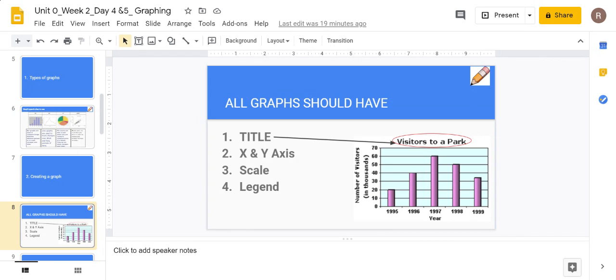Then we have our scale. This is where a lot of students really have a hard time. The scale is the numbers going across the x-axis and the y-axis. Okay, there are multiple reasons why the scale is really important. The scale makes sure that you're, one, using the entire graph, and two, representing your data accurately. If I just draw lines, oh, I think in 1995, the number of visitors was less than in 1996. Well, I could draw two lines that are different sizes, but that doesn't reflect my data.